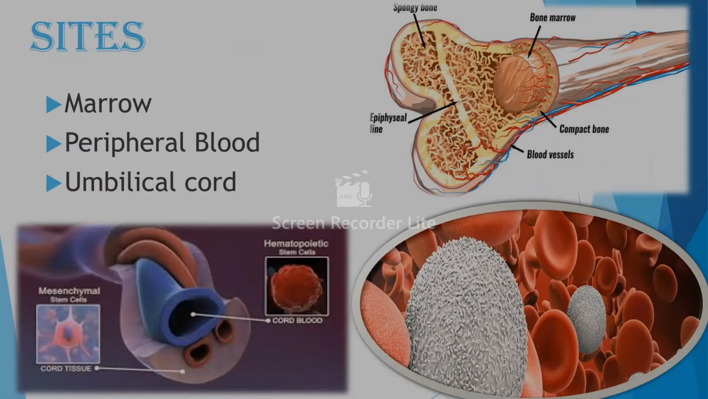So there are three sites from which bone marrow could be taken. First is from the bone, second is the peripheral blood, and third is the umbilical cord.